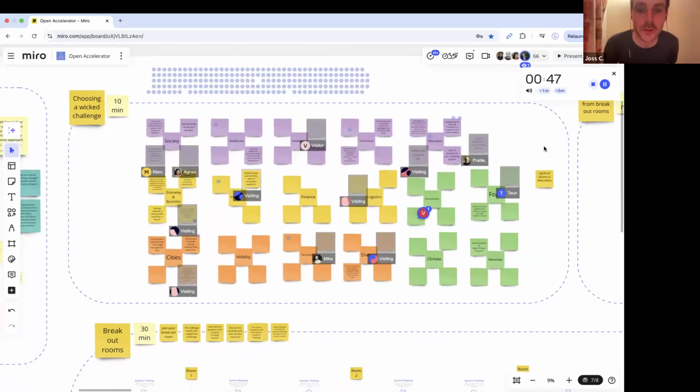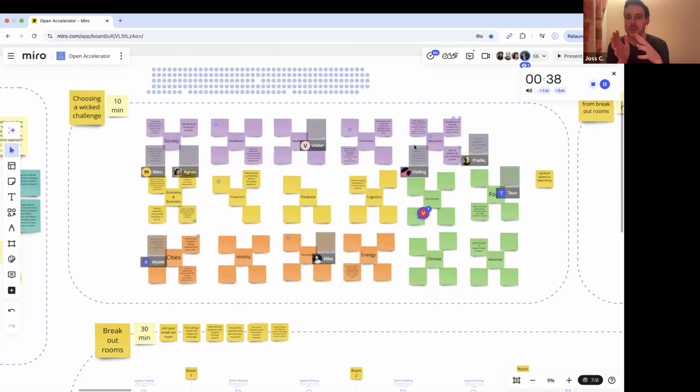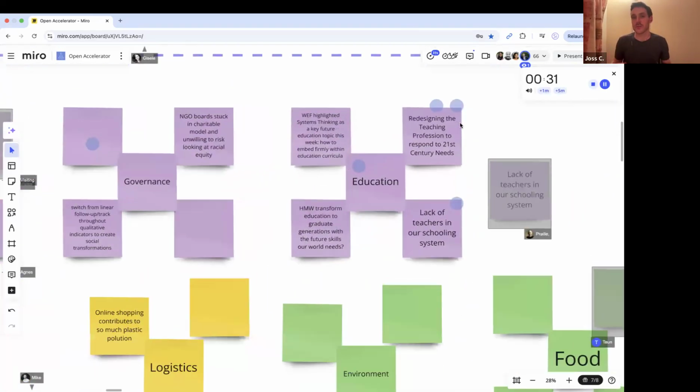Yeah, so you can see quite a few challenges posted up already. Maybe we should zoom in and start reading through them, Azra? For everyone, we encourage you to grab a dot and vote on one of the ones that you're finding interesting, that you want to join a breakout room to discuss.